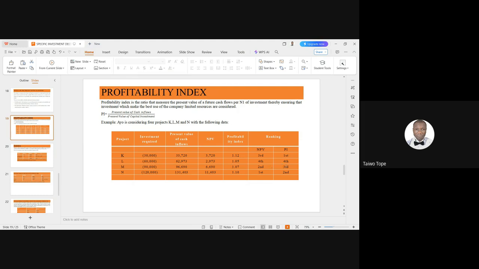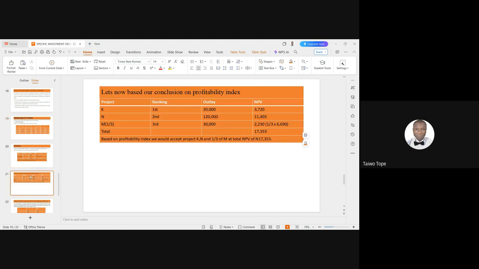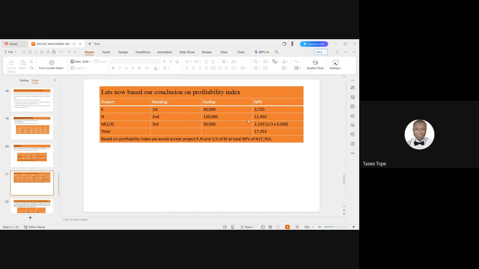Third, we have project M. How much do we need? We need 90, but we only have 30,000, so we can invest 30,000 in project M, since we've assumed they are divisible projects. So 30 over 90 is 1 over 3. So 1 over 3 of the NPV of 6,690 will give us what?